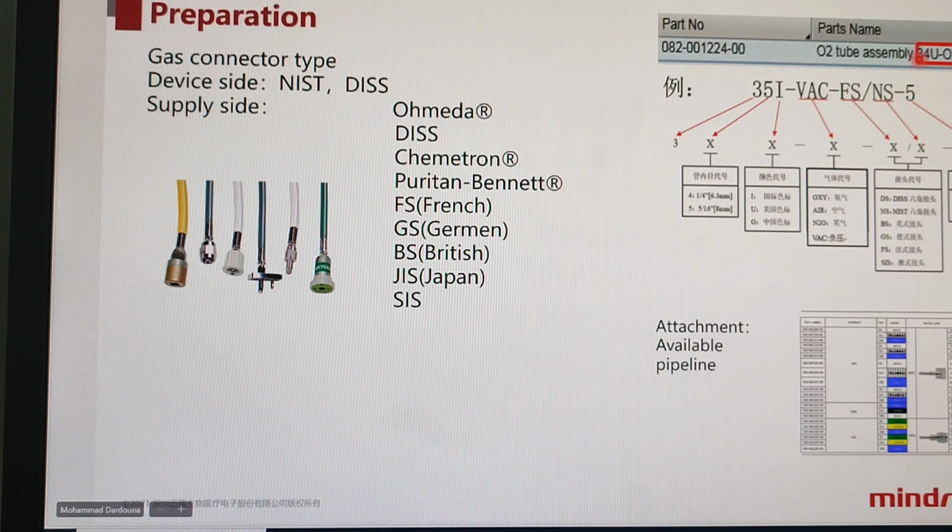So by seeing this symbol, you can recognize which gas it is for, and what the standard of this hose is. We have many different standards. The most famous one is the British standard. For example, here in Saudi Arabia, most of the hospitals are using the British standard.